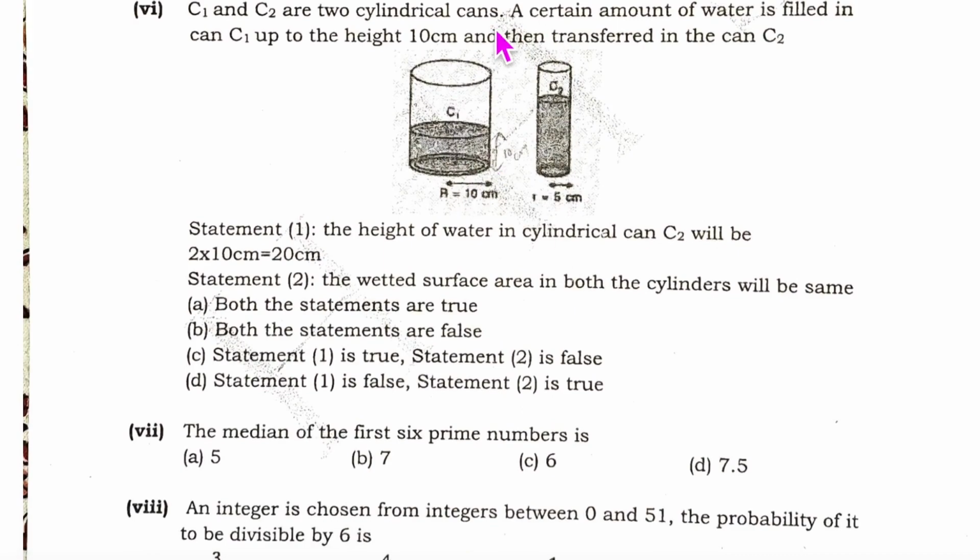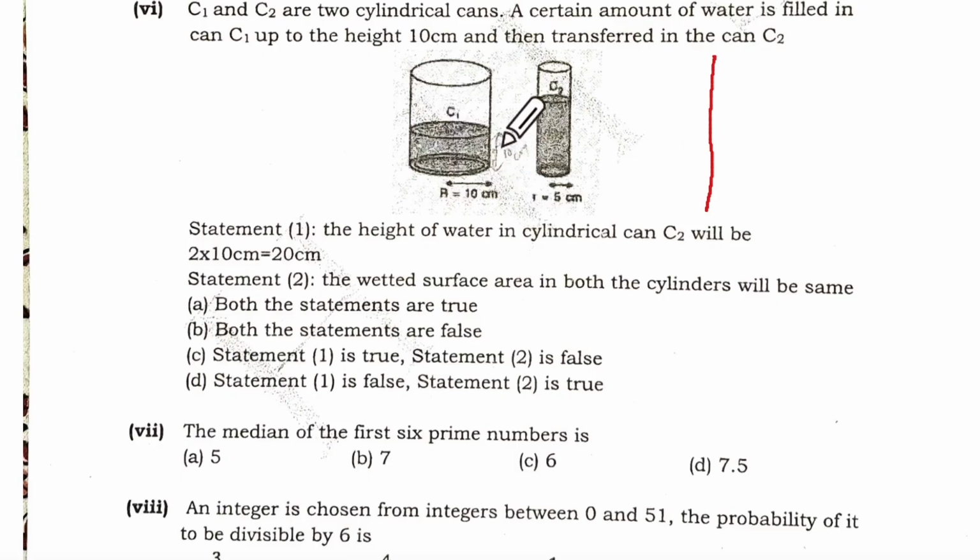C1 and C2, cylindrical cans. A certain amount of water fills can C1 up to 10 centimeter, from here to here, 10 centimeter, and then it is transferred to can C2. The height of water in cylindrical can C2 will be 2 into 10, 20 centimeter, and the wetted surface area of both cylinders will be the same. Here you'll have to work it out, no?